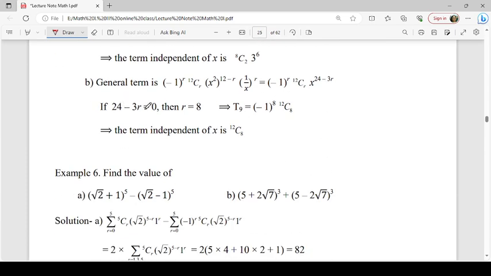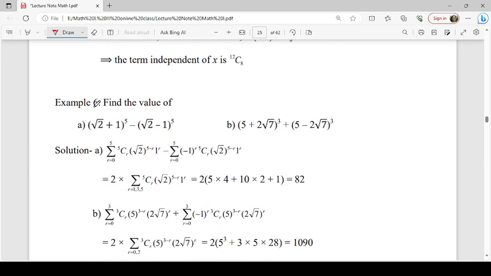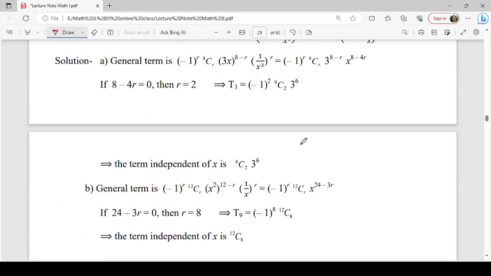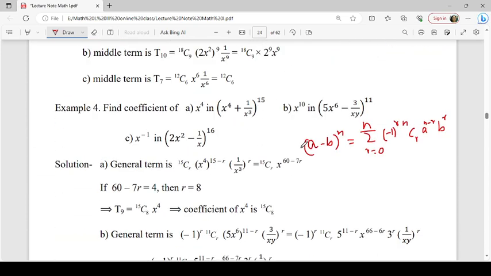So r, we are making this power as 0 and solving it, r is equal to 8. And now find the value of (root 2 plus 1) whole to the power 5 minus (root 2 minus 1) whole to the power 5. So in the general case, what we got is (a minus b) whole to the power n, where the sign alternates, and (a plus b) whole to the power n.